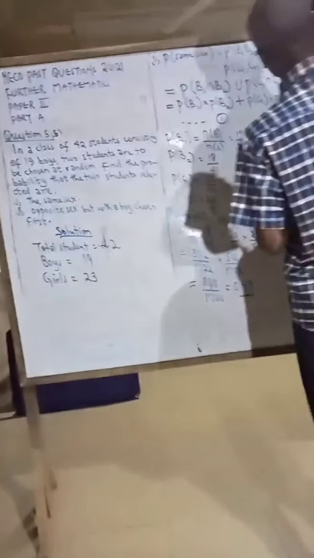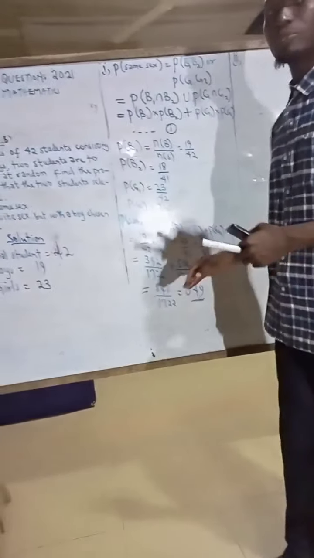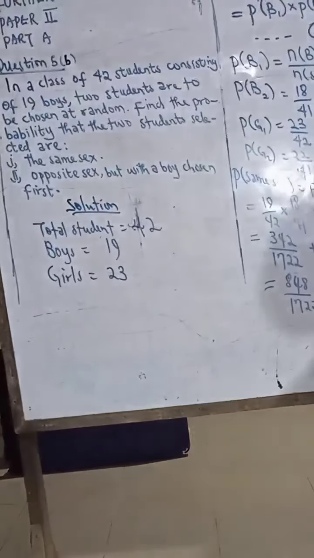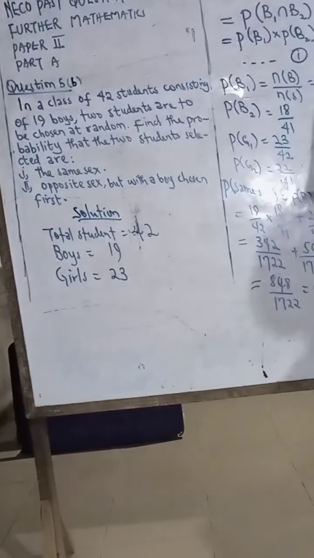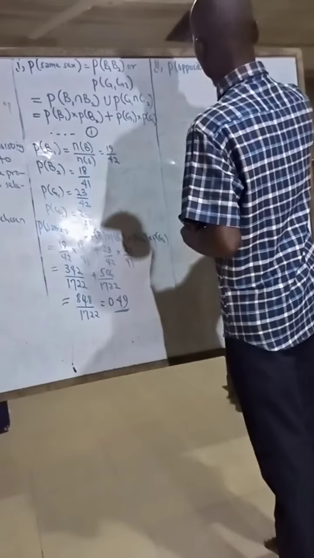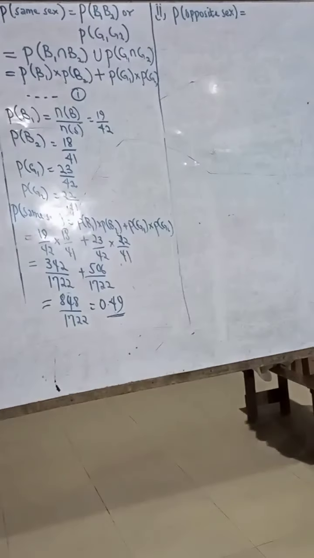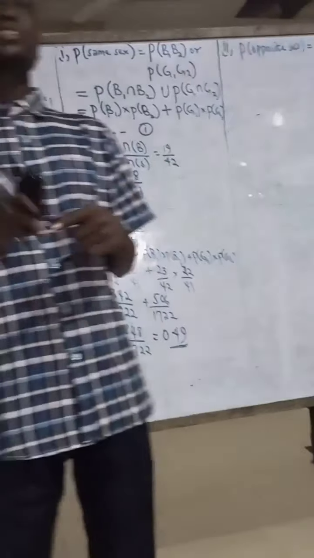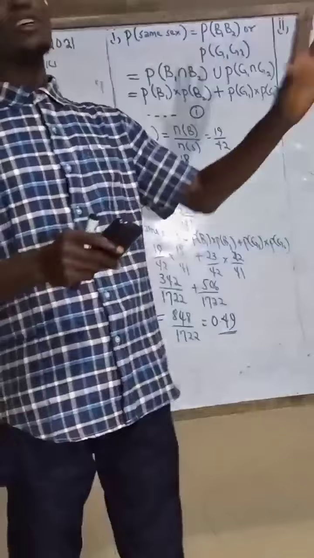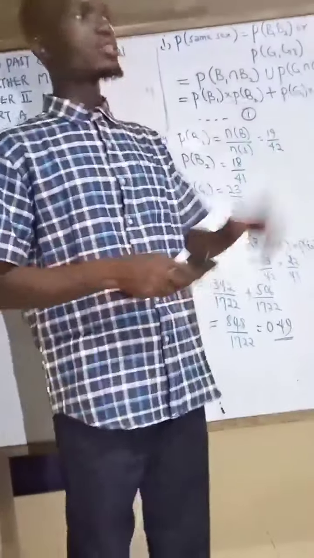Probability of opposite sex, Roman figure 2. Probability that the two students selected at random are of opposite sex. Now, probability of opposite sex, let's represent it, opposite sex will be equal to, now we have to understand one thing, probability of opposite sex. This means that either the first is a boy and the second is a girl, they must not be of the same sex, or the first is a girl and the second is a boy.